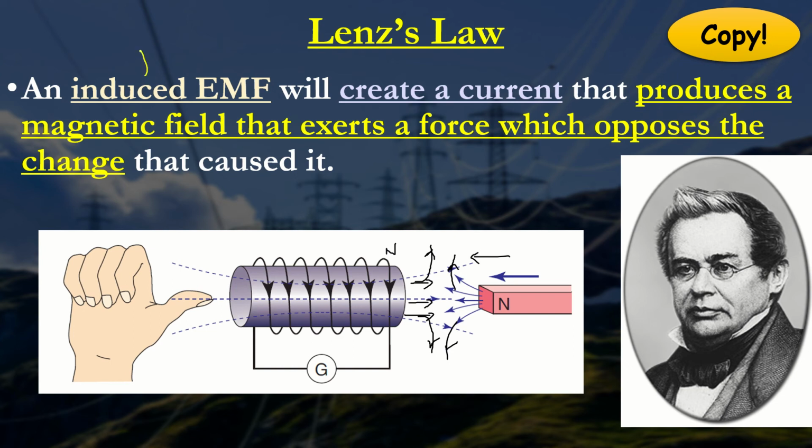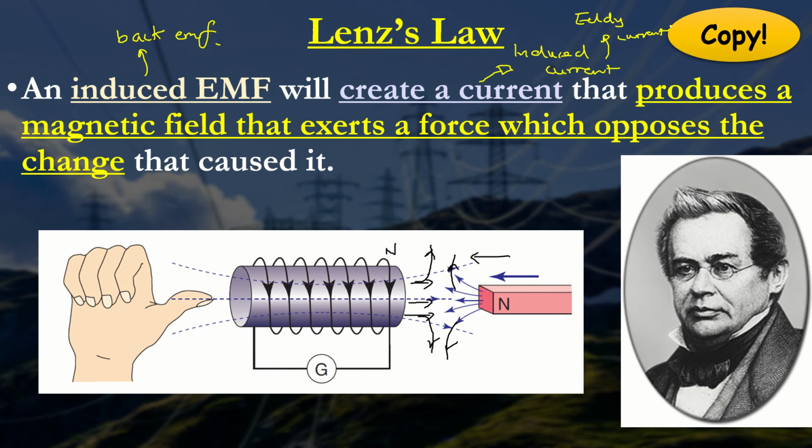Now, there's a couple of names we can call this. An induced EMF can also be called the back EMF, so it's going the opposite direction. And also, the current we create is also known as the induced current. One of the later examples we'll look at, eddy currents, is an example of an induced current. Okay? So that's what we're looking at here.